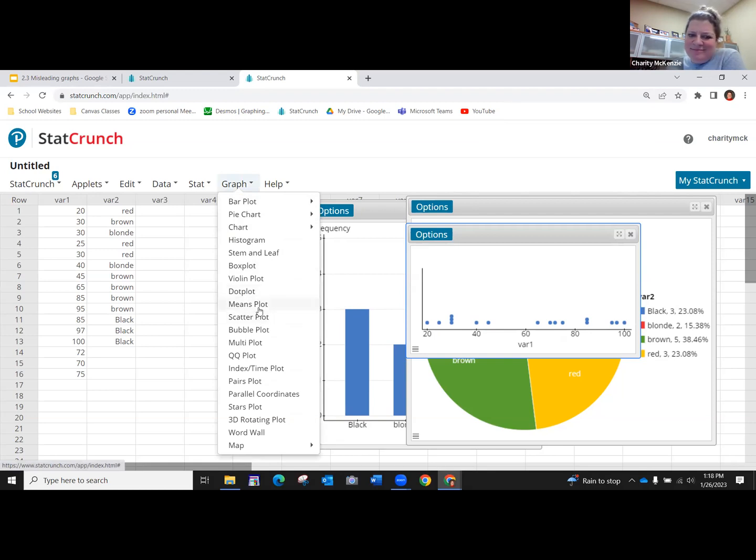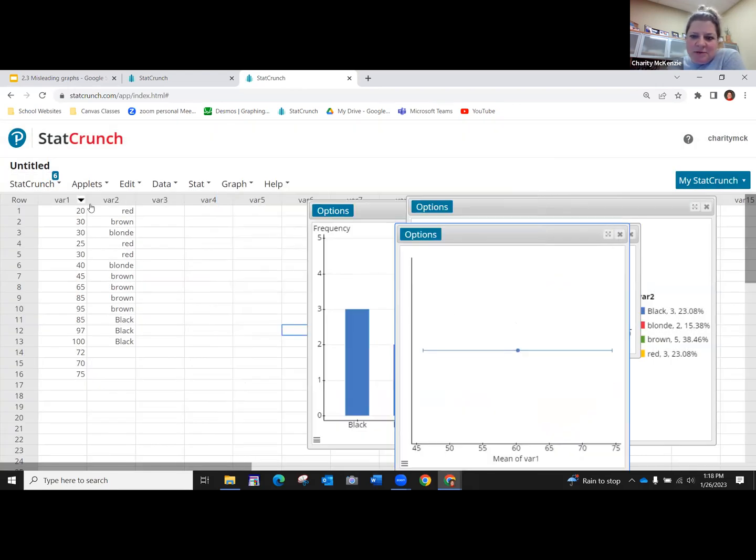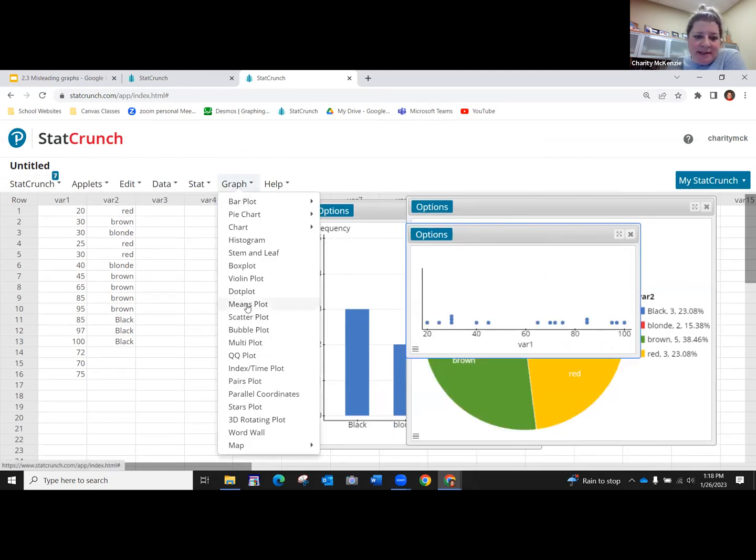Mean plot. I don't know what that is either. What's a mean plot? Oops. Forgot to click my one variable, and that's just representing this one here. Yeah, I guess it just shows the mean plot. I have no idea. Weird. Okay, we're never using this.